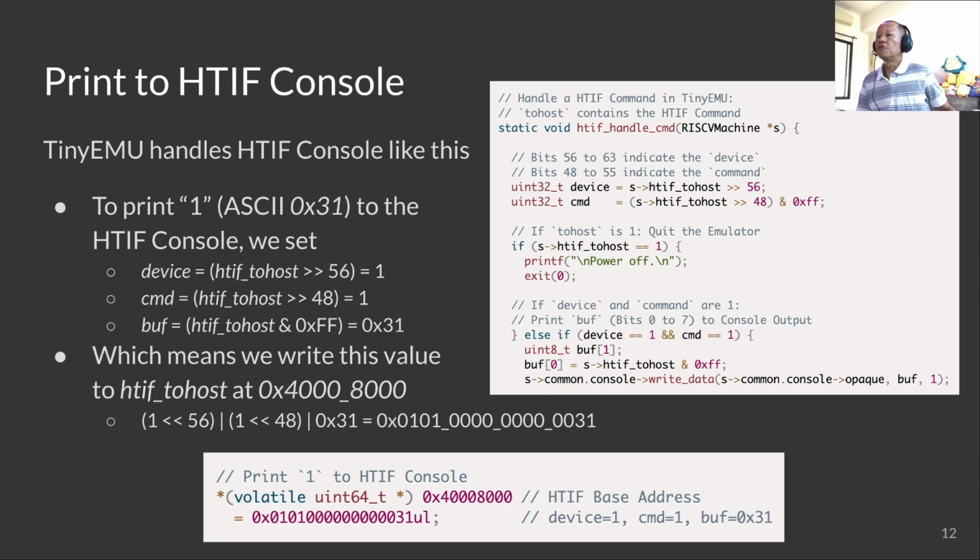TinyEMU source code is surprisingly readable. Here is the code in TinyEMU that handles HTIF commands. To print the digit 1 to the HTIF console, we set the device to 1, command to 1, the buffer to 31 hex. We write this long value to the HTIF register located at this address, like this.